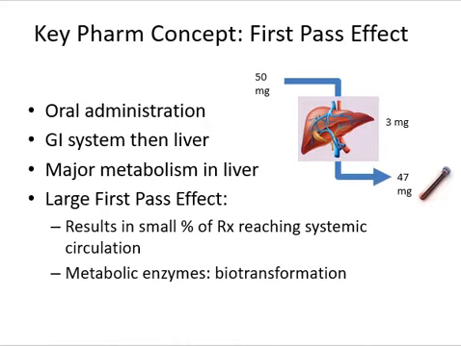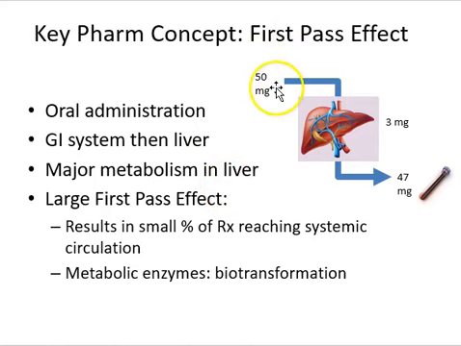So here's a key pharm concept that we need to discuss, this notion of the first pass effect, or first pass metabolism. Generally, we're talking about a drug that is orally administered, and then because of the blood flow, we're looking at drug distribution from the GI system, then the liver, and you see major metabolic effects within the liver. So what does this mean?